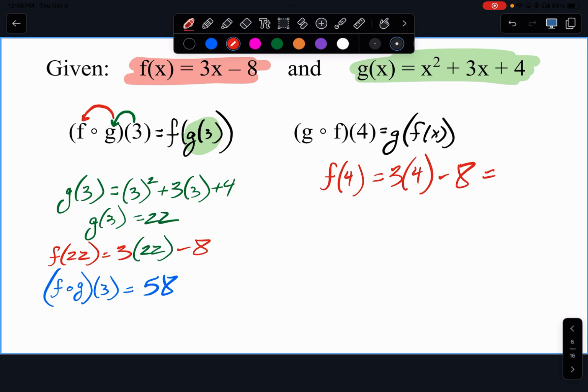What do we get for the f of 4? I got 32. 3 times 4 is? Oh, wait. 12. Minus 8 is? 4. So we get 4 again. So then in my g function, I'm going to just put a 4.